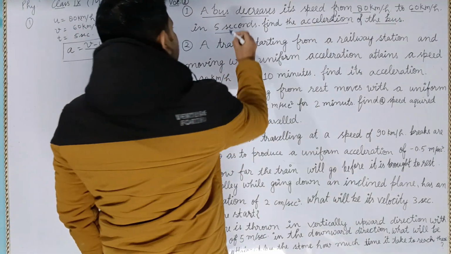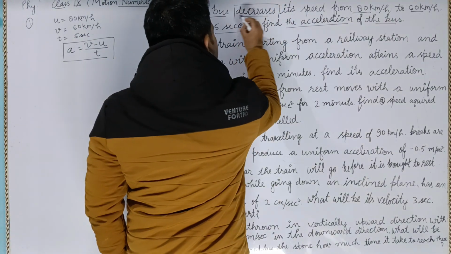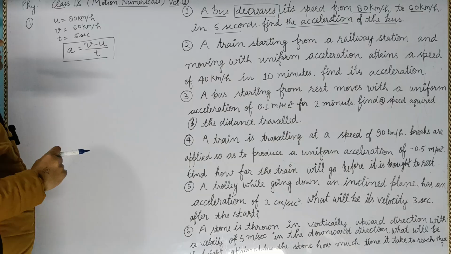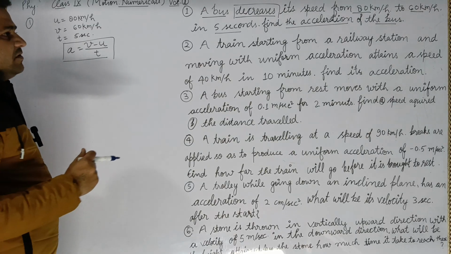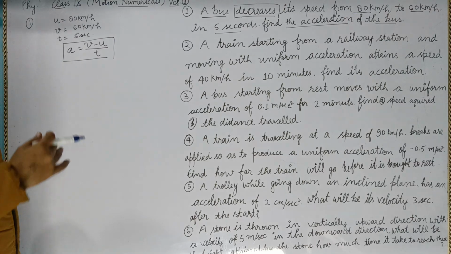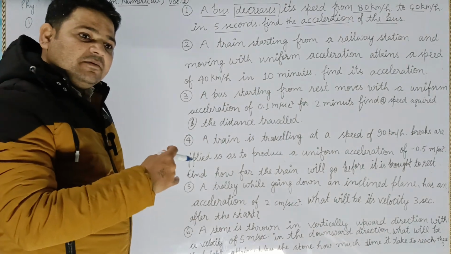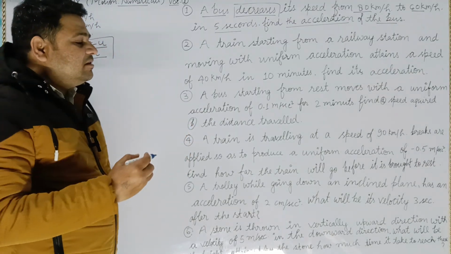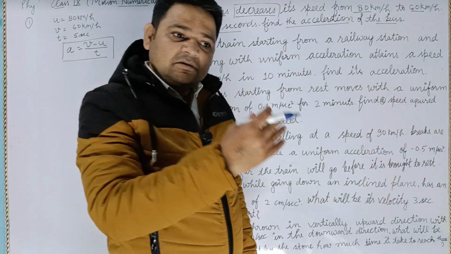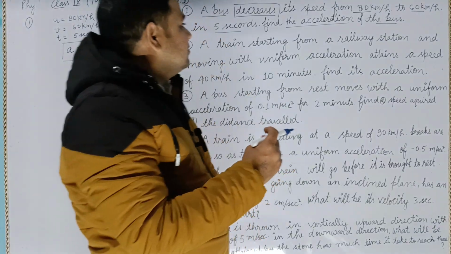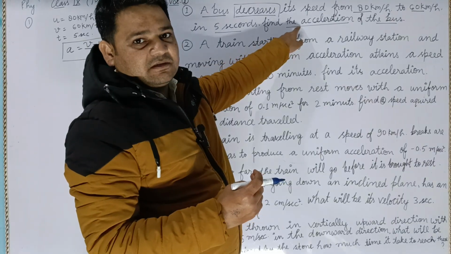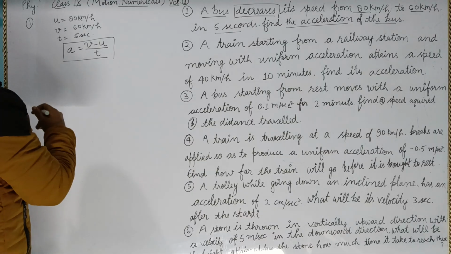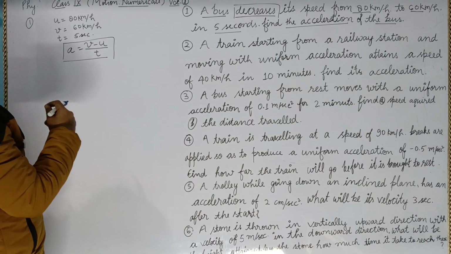Because the bus is decreasing its speed, the acceleration will be negative. When we accelerate positively, the speed increases, and when the speed decreases, we get negative acceleration. It is called retardation. So we have to find the acceleration of the bus.